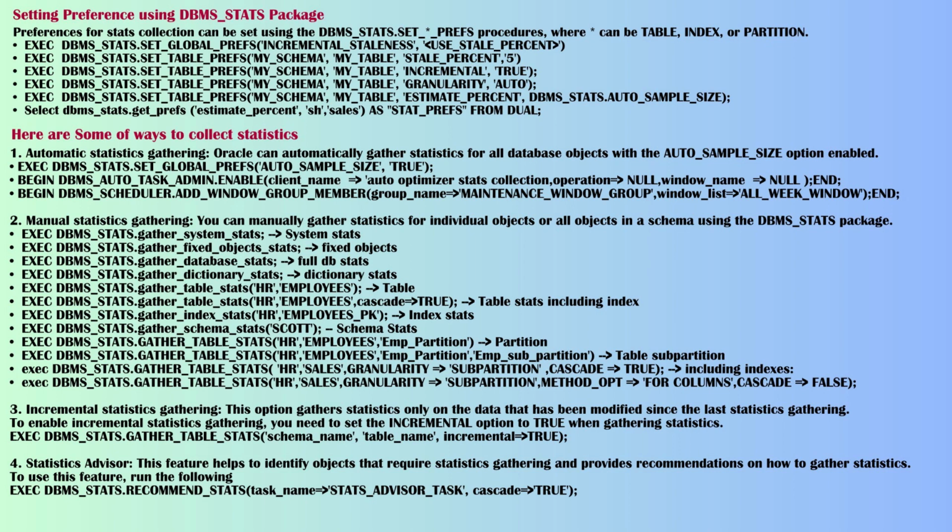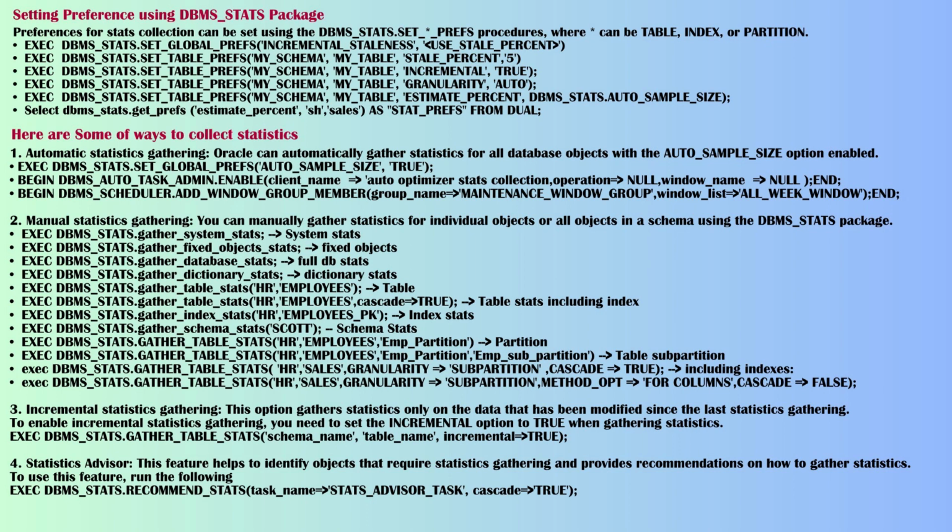Here's some more info. Some of the ways to collect statistics. Automatic statistics gathering. Oracle can automatically gather statistics for all database objects with the auto_sample_size option enabled. To enable automatic statistics gathering, run the following command. Exec dbms_stats.set_global_prefs, auto_sample_size, true. Manual statistics gathering. You can manually gather statistics for database, schema, individual objects, or all objects in a schema using the dbms_stats package.